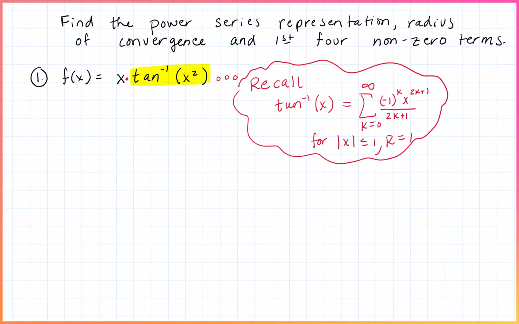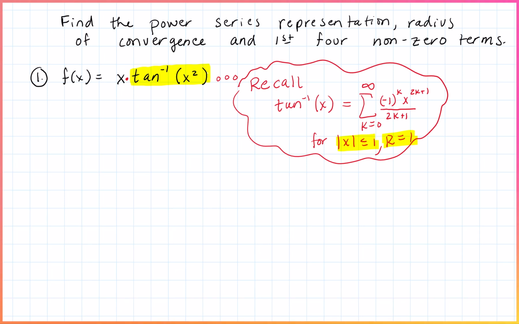So rather than scrolling back to our table, I just grabbed this. We look at the table, or we recall, because we've already derived this one, that the inverse tangent of x is equal to the power series from k equals 0 to infinity, negative 1 to the k, x to the 2k plus 1 over 2k plus 1. And I included, because we will need it, the radius of convergence that is standard for the inverse tangent, which was derived when we developed that power series representation.